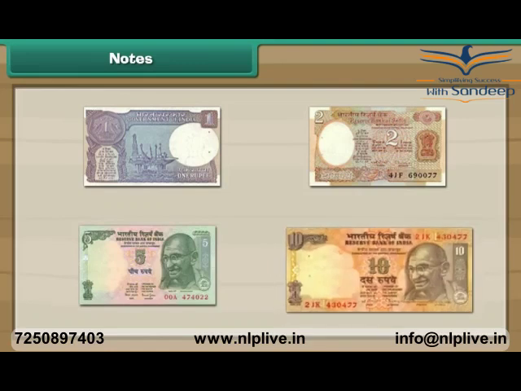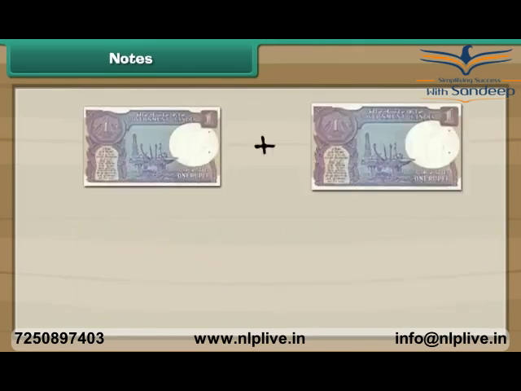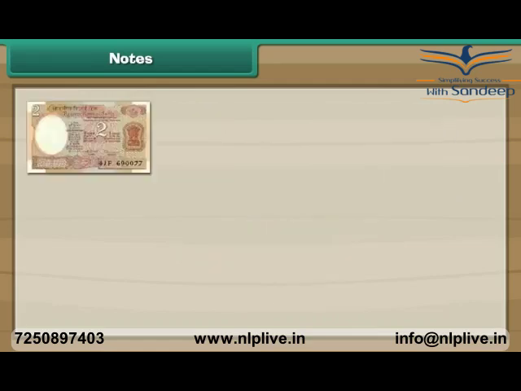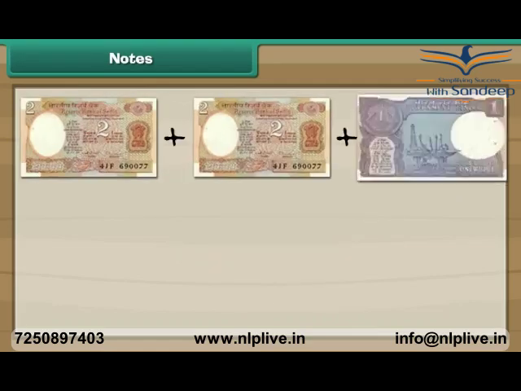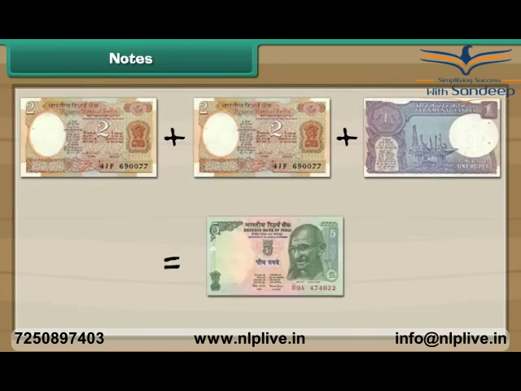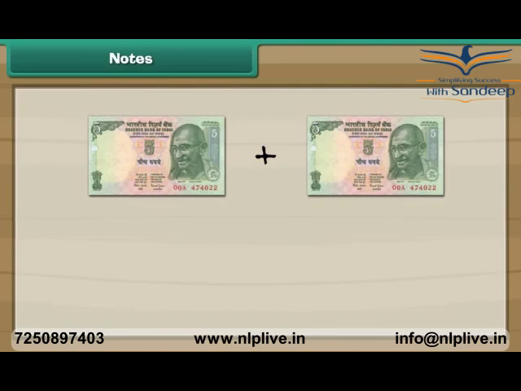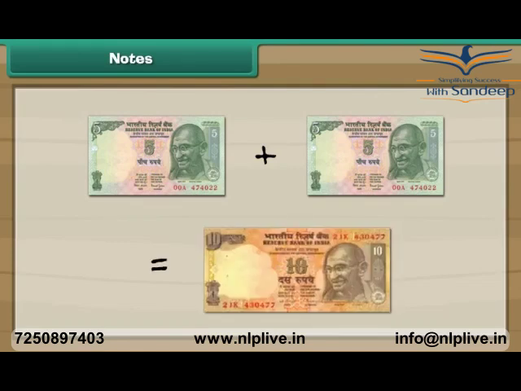Let us now look at the different combinations of notes. 2 1 rupee notes make 2 rupees. 2 2 rupee notes and 1 1 rupee note make 5 rupees. 2 5 rupee notes make 10 rupees.